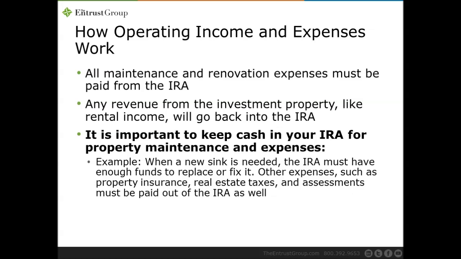Same with expenses. So we mentioned earlier that it needed a little bit of work, the kitchen and some other things. The clients can hire the contractors to do the work. The clients themselves are not allowed to physically do the work.